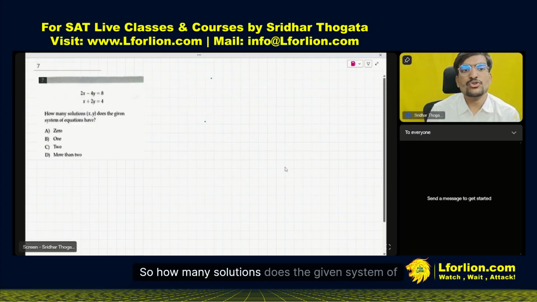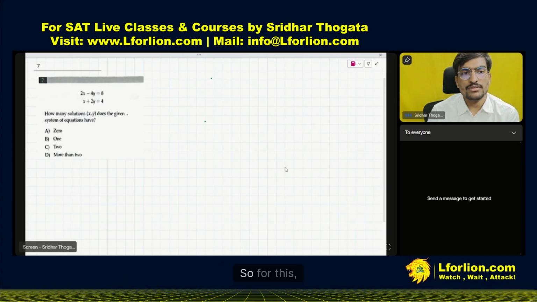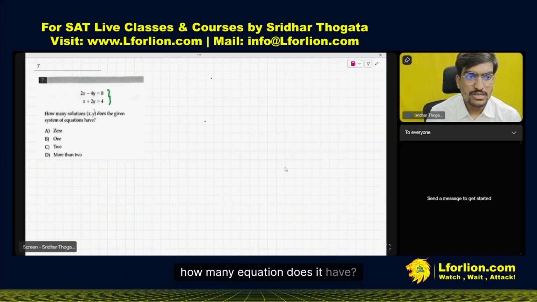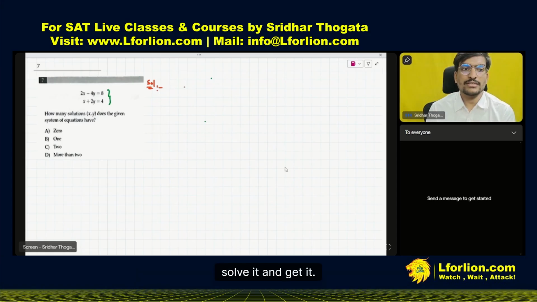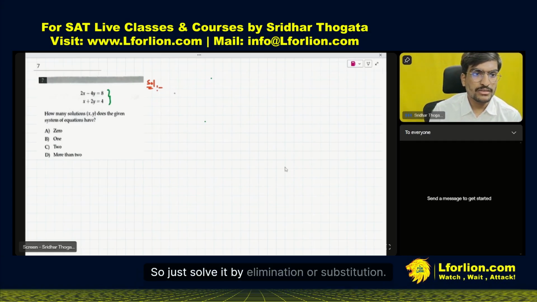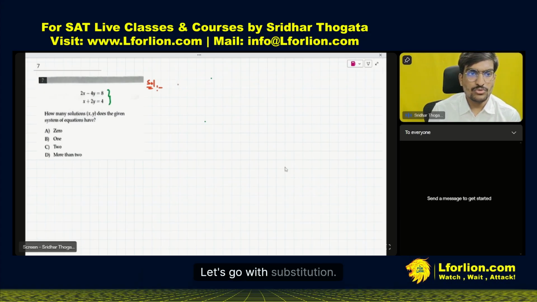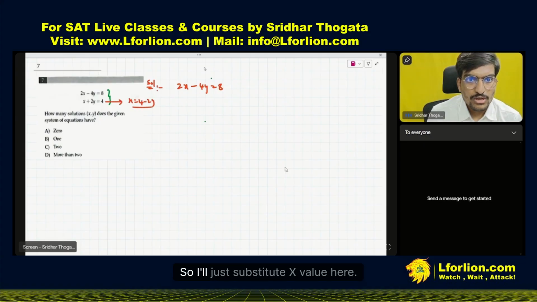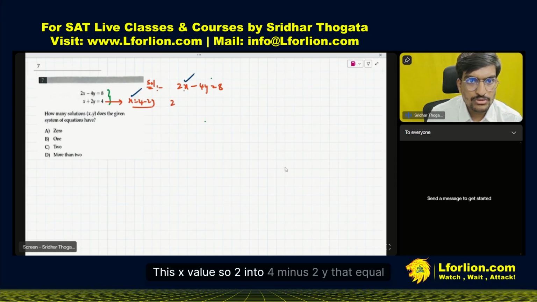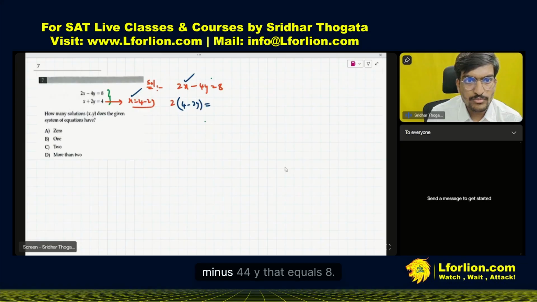Yes. So how many solutions does the given system of equations have? You can get this solution by just substituting these values into Desmos, or you can just solve it by elimination or substitution. Let's go with substitution. 2x minus 4y equals 8. I'm turning the second equation into x equals 4 minus 2y. So I'll just substitute this x value here. So 2 into 4 minus 2y minus 4y equals 8.